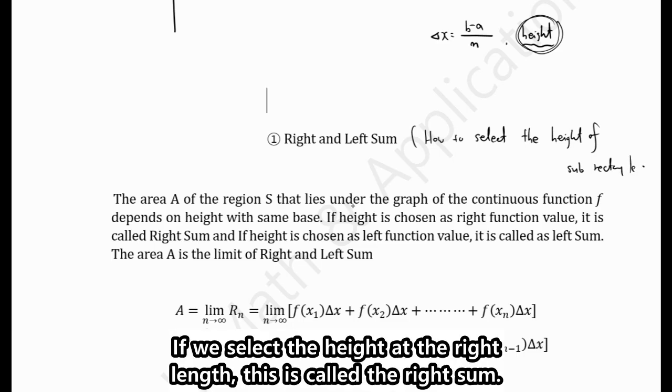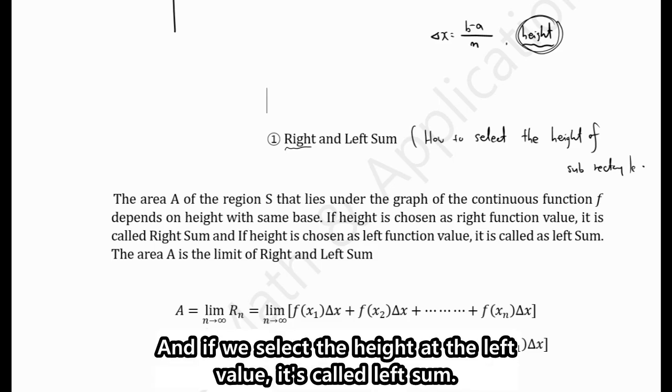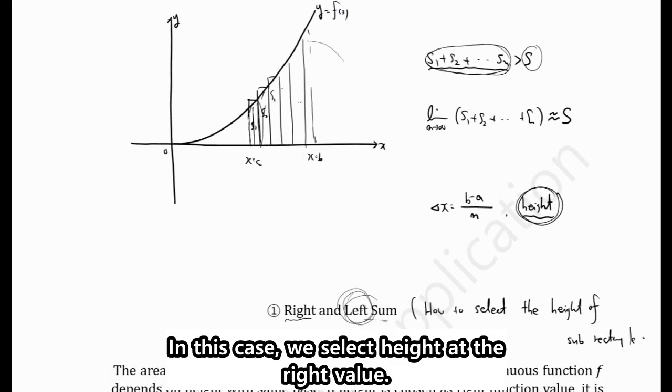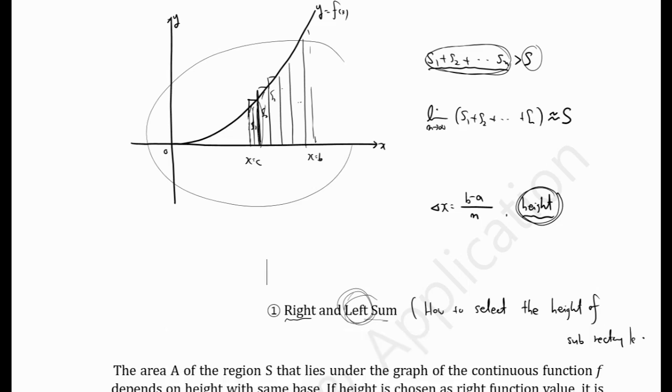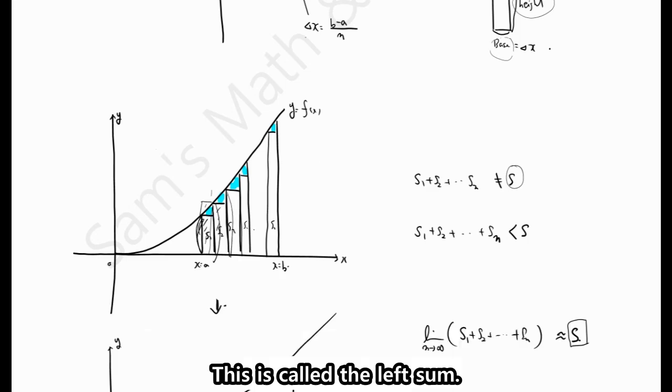If we select the height as the right function value, this is called the right sum. And if we select the height as the left function value, it's called the left sum. In this case, we select the right value, so this sum is the right sum. And in this case, we select the height at the left function value, so this is called the left sum.